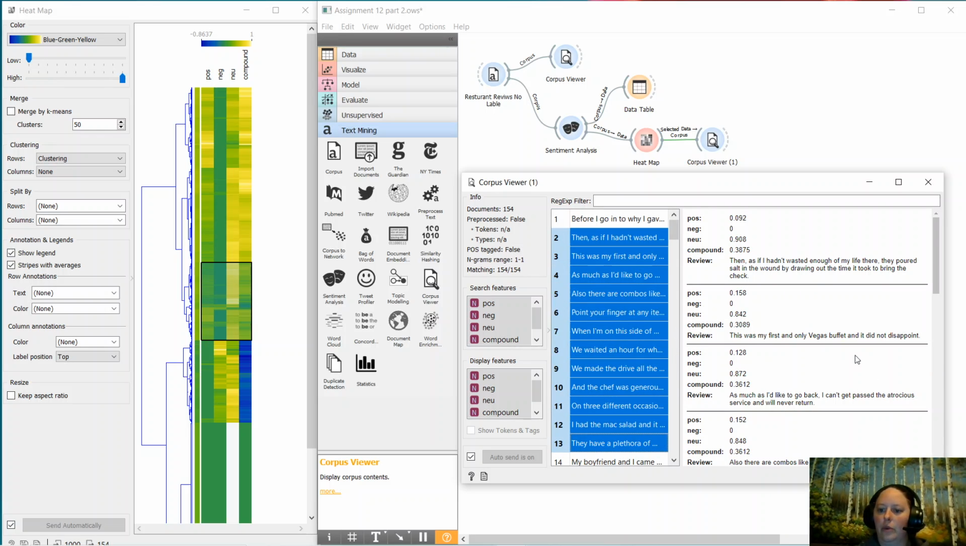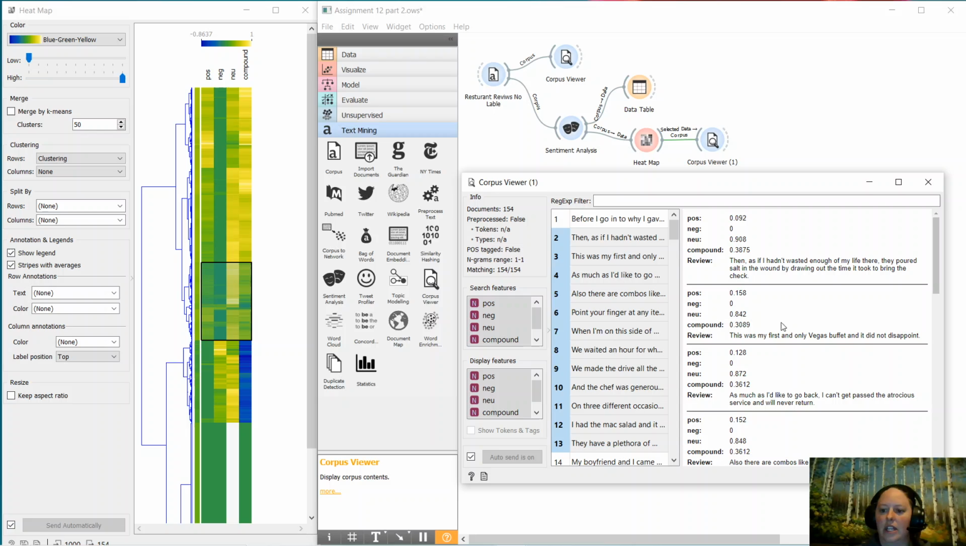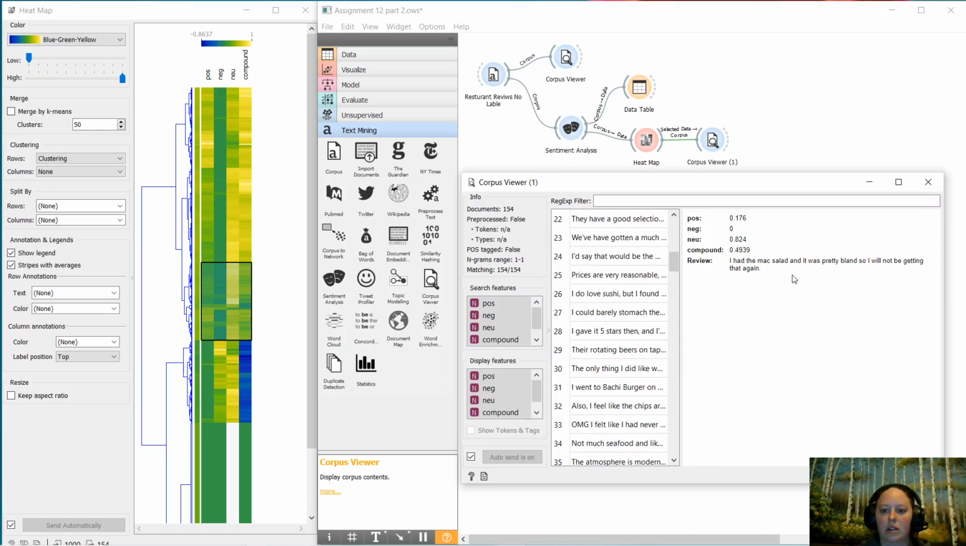This is my first and only Vegas buffet, and it did not disappoint. So this was a positive review, and it's saying that it was only 30% positive and more neutral. Interesting. I had the mac salad, and it was pretty bland, so I will not be getting that again. This one has a compound of right in the middle. Not good, not bad. It is very straightforward.